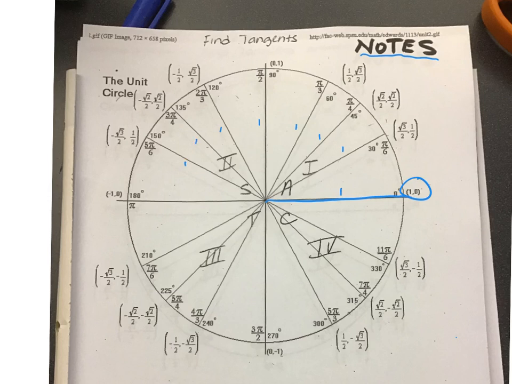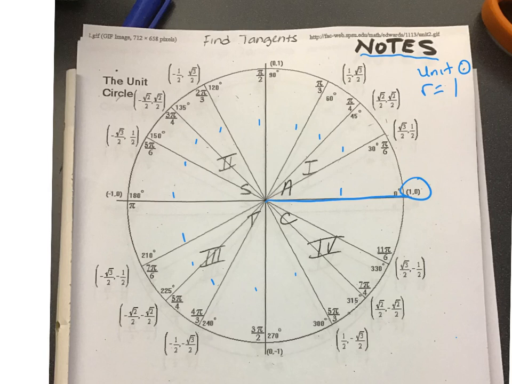Should we write that down? I would think so. Okay. Just on notes, just on this piece of paper if you want to take other notes, but a unit circle is a circle with radius equal to 1. If it's a unit circle, that's what it is. It's a circle with radius of 1.